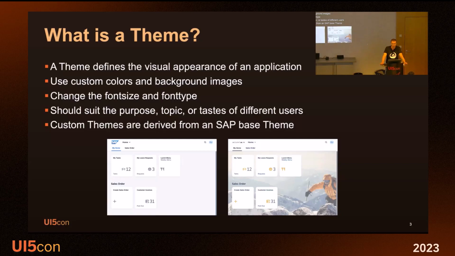At SAP, custom themes are always derived from an SAP base theme. You can see this at the bottom in these two pictures. On the left side, we have a Fiori application with the SAP Morning Horizon theme, and on the right side, we have a custom theme on top of it. You can clearly see the differences. We have a changed background image, changed colors, and a custom logo. And all of this we will do later in the demo too.